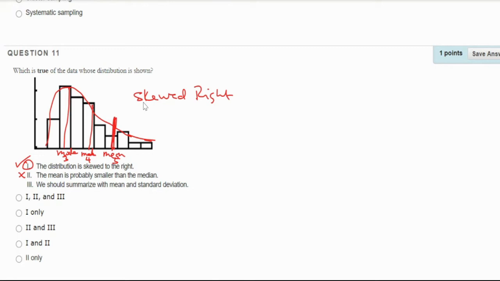Okay, now the third: we should summarize the data with the mean and standard deviation. Now, if it is skewed, what do we use to summarize the data? Anyone? If the distribution is skewed, then what central tendency should we use? I know we answered this question before. Interquartile range. Okay, so interquartile range for variability, and then what else? For central tendency, what should we use? I know Manuela answered that question before.